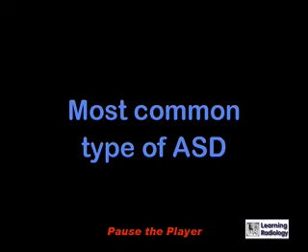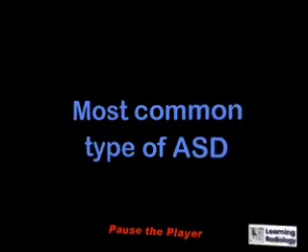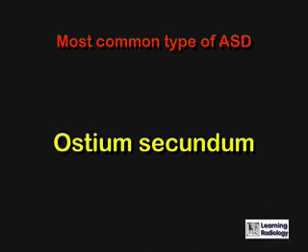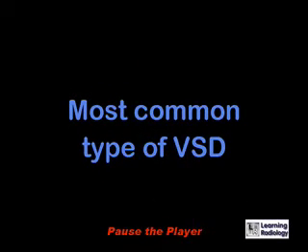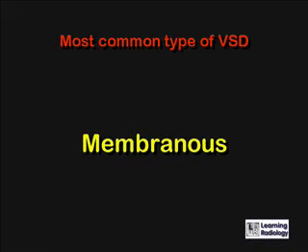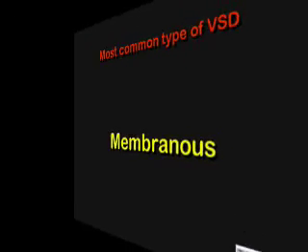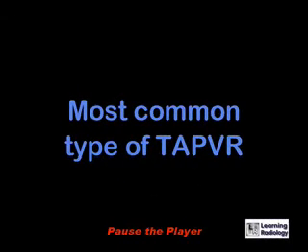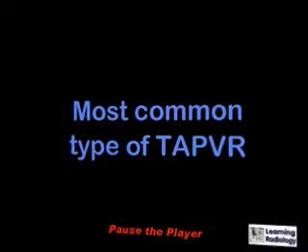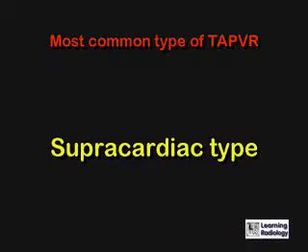What is the most common type of atrial septal defect? The ostium secundum variety. What is the most common type of ventricular septal defect? The membranous variety. What is the most common type of total anomalous pulmonary venous return? The supracardiac type.